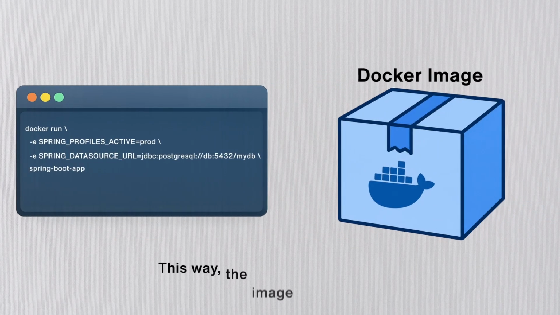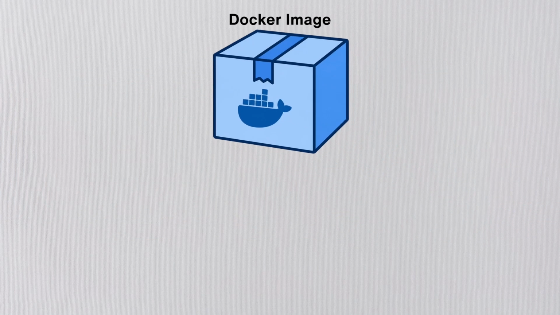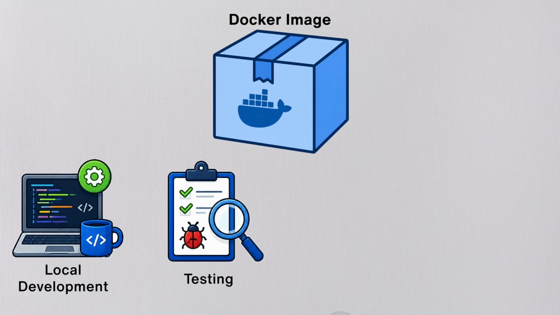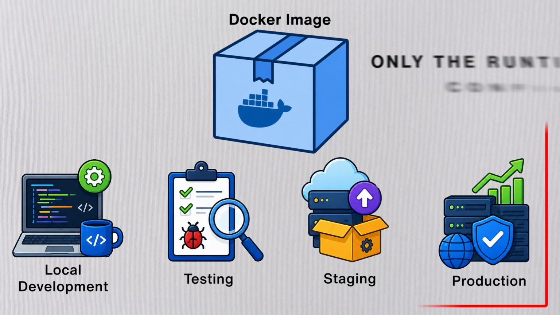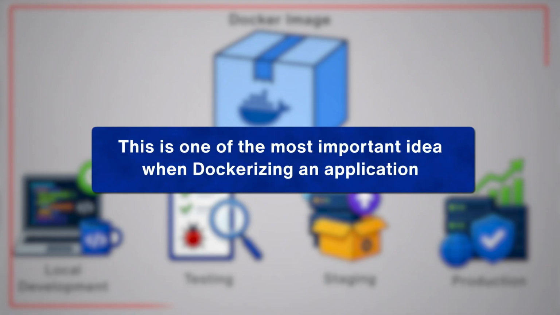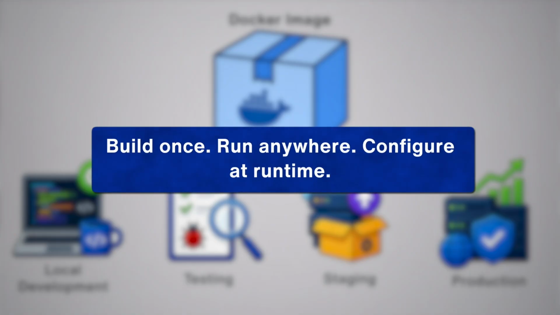This way, the image stays reusable. The same image can be run in local development, testing, staging, and production. Only the runtime configuration changes. This is one of the most important ideas when Dockerizing applications. Build once, run anywhere, configure at runtime.